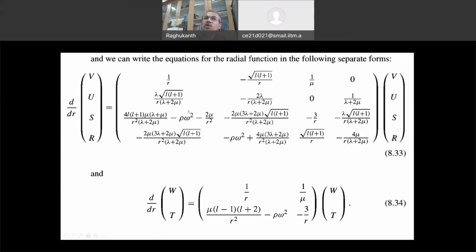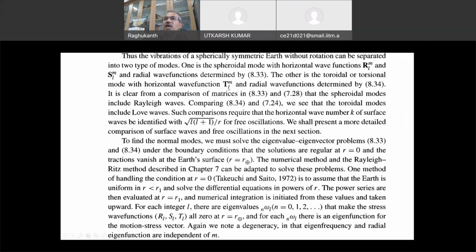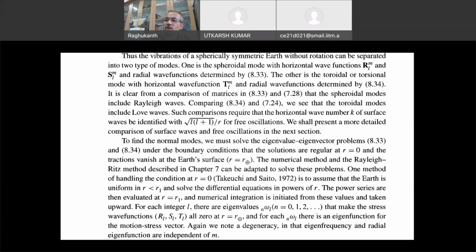So you can split into two problems. One is your spheroidal mode, and this is your toroidal mode. So we have two ordinary differential equations here, and you solve them separately and work out the solution. So two types of modes. One is a spheroidal mode with horizontal wave functions and radial wave functions. The toroidal is denoted by this T_l itself, and the stresses also, like sigma yx, the tangential stresses. So T is your tangential quantity. S and R are the quantities in the horizontal and longitudinal directions. So everything splits into two separate problems. The whole complete 3D problem is split into two-dimensional problems. Now to find out the normal modes, you have to solve these equations.